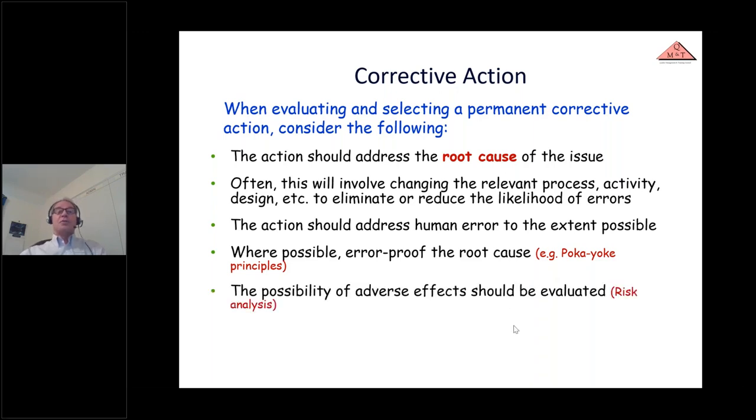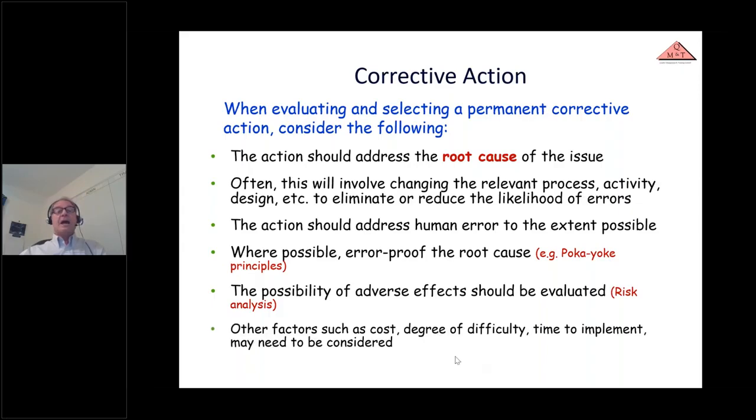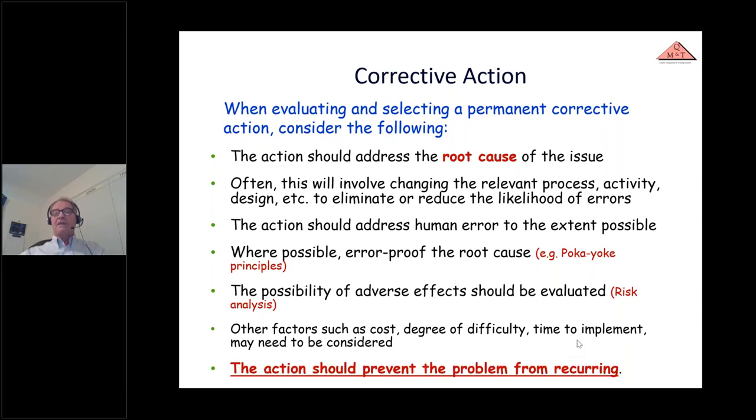The team should also consider the possibility of adverse effects, risk analysis. The corrective action may solve the current problem, but it might introduce a new problem, it might introduce a concern or a hazard. So the team needs to consider that possibility. And other factors such as cost, degree of difficulty, time to implement may also need to be considered. However, most importantly, the action should prevent the problem from recurring.